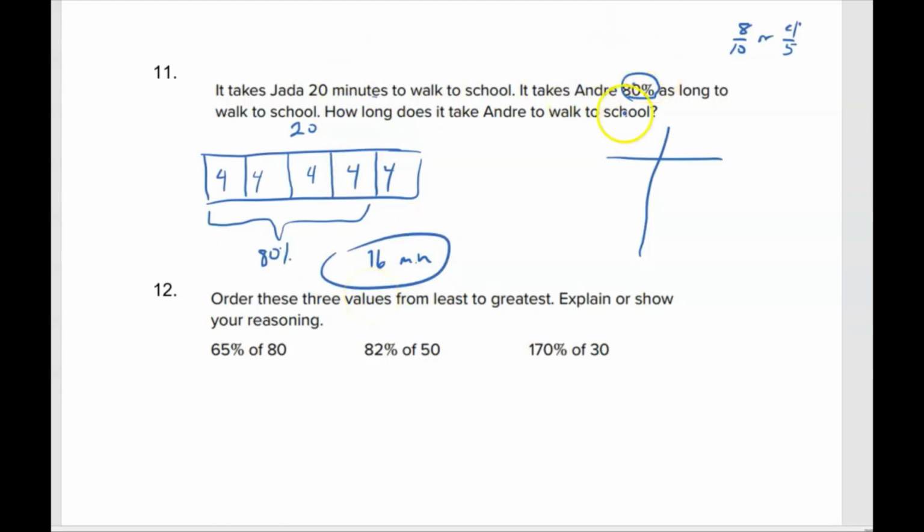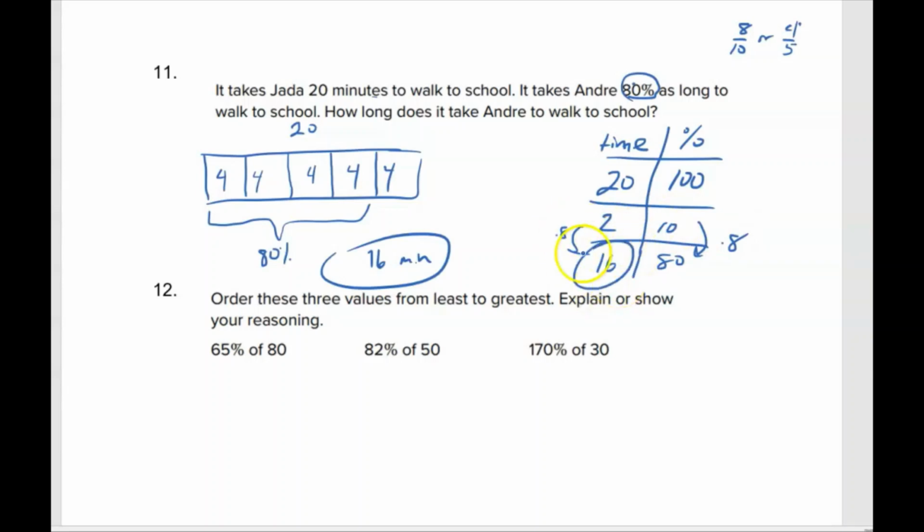I could show you that over here in a t-table if I had time and I had percent. We know that 20 minutes was the whole thing, so 20 minutes was 100%. And I'm trying to figure out what 80% is. Well, just like before, I could find 10% of it by dividing by 10. So 20 divided by 10 is 2. And then 10 to 80, I'm just multiplying by 8. So 2 times 8 is 16. So I got the same answer as what I did using my model.